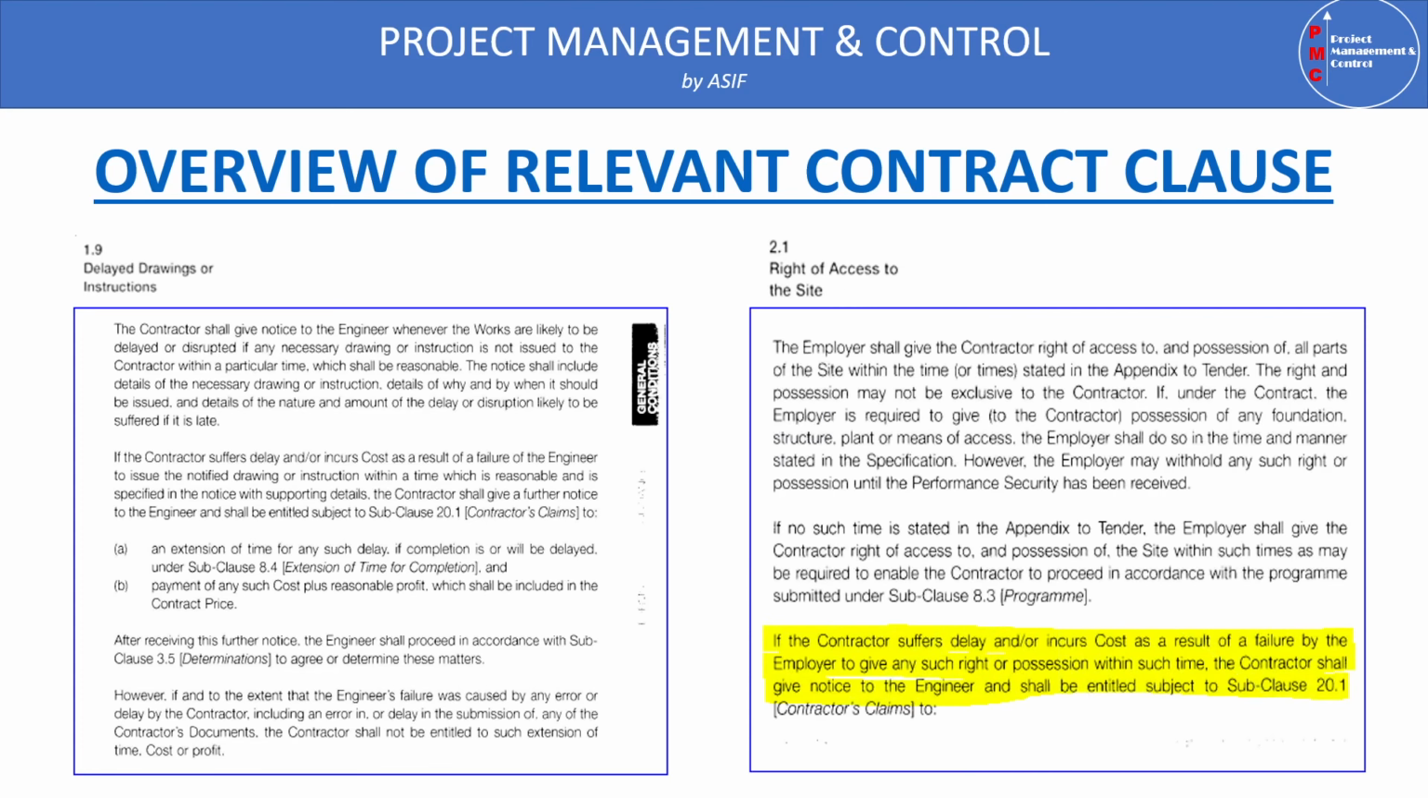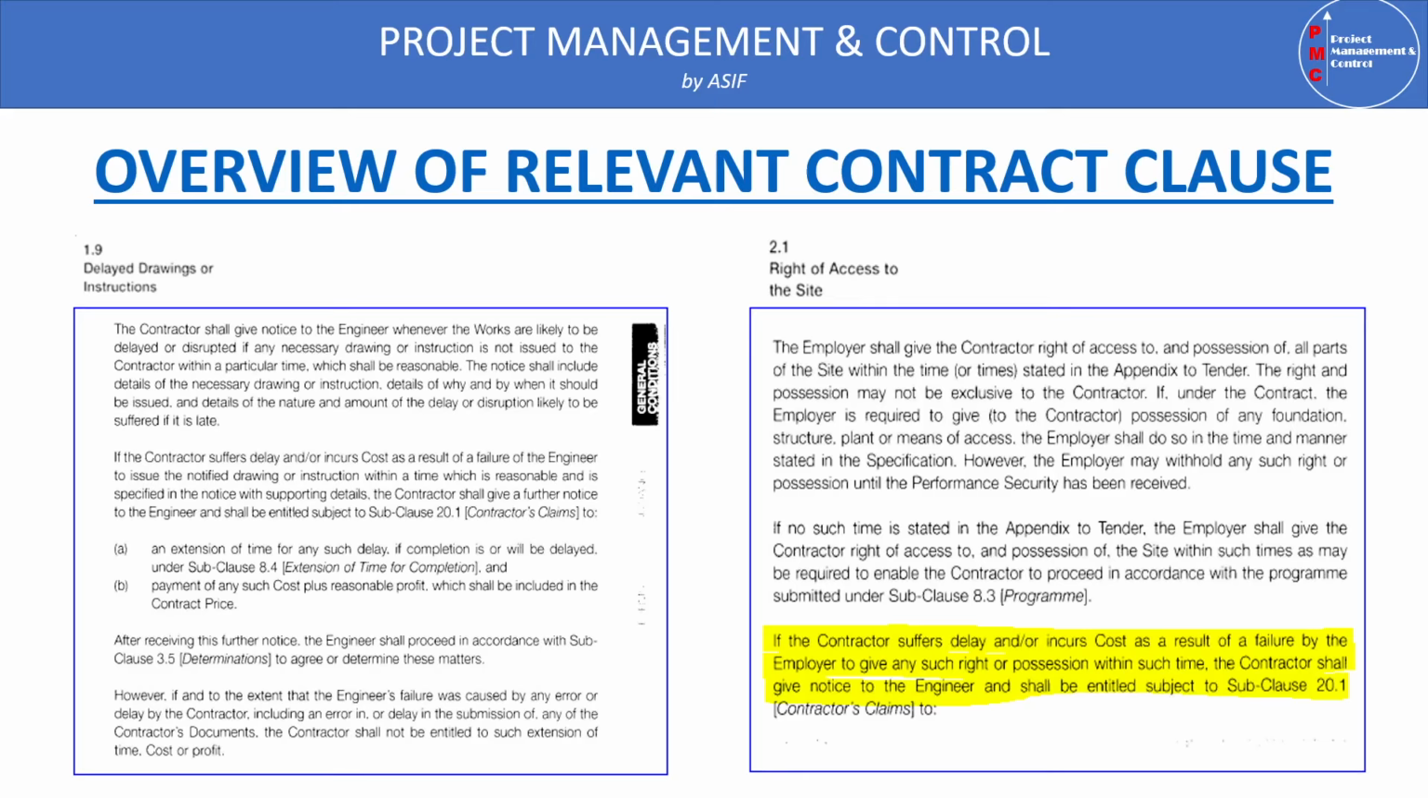The other clause is subclause 2.1, which is related to right of access to the site. This clause states that the employer shall give the contractor right of access to and possession of all parts of the site within the time stated in the appendix to tender. The right and possession may not be exclusive to the contractor. This clause specifies that if the contractor suffers delays and/or incurs costs as a result of failure by the employer to give any such right or possession within such time, the contractor shall give notice to the engineer and shall be entitled, subject to subclause 20.1.